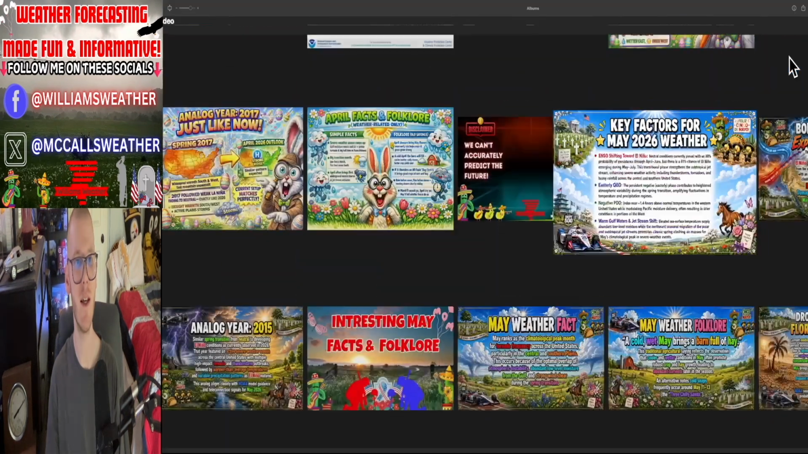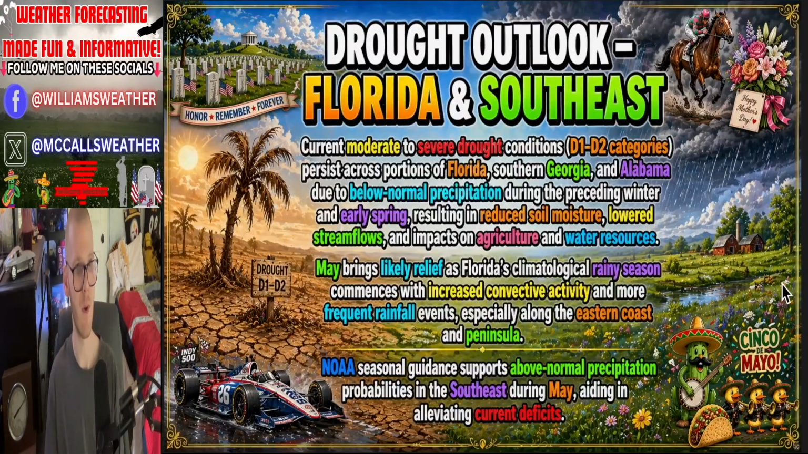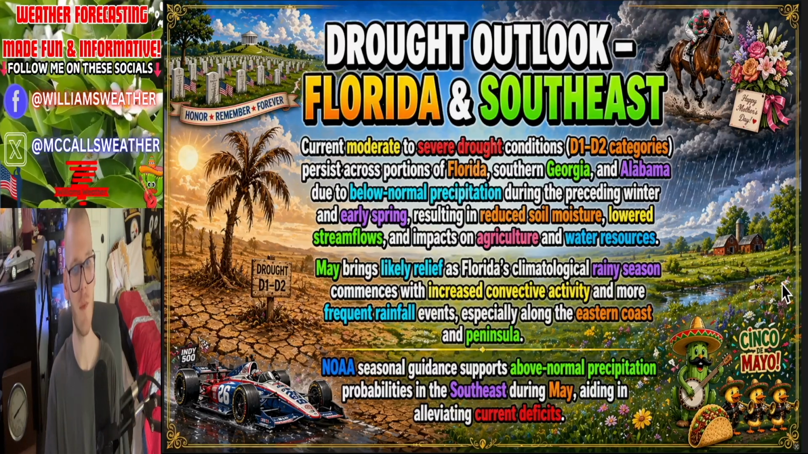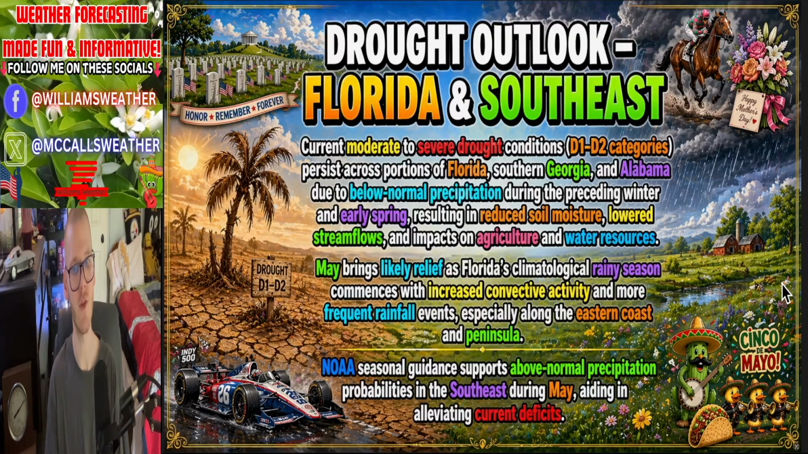Now, speaking of that drought I was talking about earlier, we can see current moderate to severe drought conditions persist across portions of Florida, southern Georgia, and even Alabama due to below normal precipitation during the preceding winter and early spring, resulting in reduced soil moisture, lowered stream flows, and impacts on agriculture and water resources.